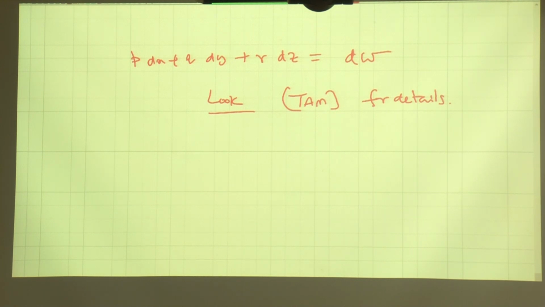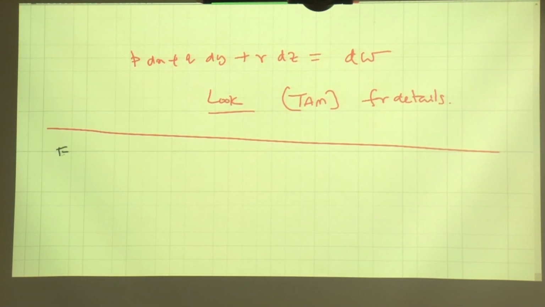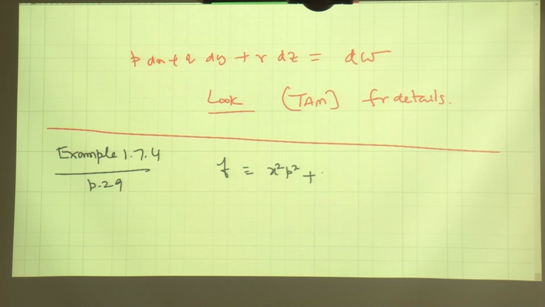I am not solving any example because the example is there. I wanted to mention one important thing; I won't solve it, but I will just indicate. This is an example from the book, page 29. The f is x squared p squared plus y squared q squared minus 4 equal to 0.